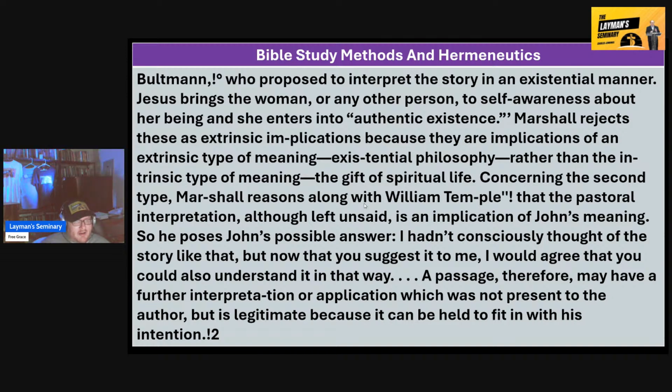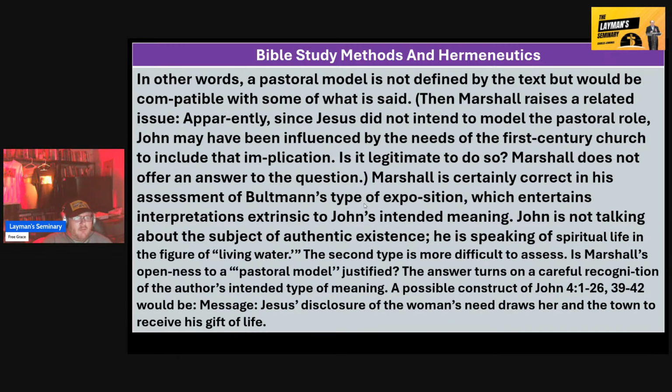Concerning the second type, Marshall reasons, along with William Temple, that the pastoral interpretation, although left unsaid, is an implication of John's meaning. So he poses John's possible answer: "I hadn't consciously thought of that story like that, but now that you suggest it to me, I would agree that you could also understand it in that way." A passage, therefore, may have a further interpretation or application which was not present to the author, but is legitimate because it can be held to fit in with his intention. In other words, a pastoral model is not defined by the text, but would be compatible with some of what is said.